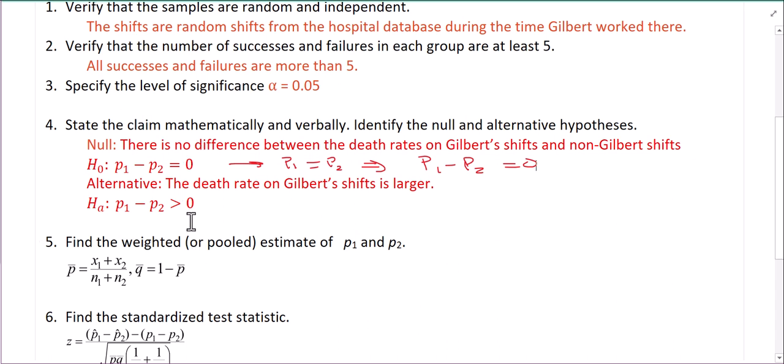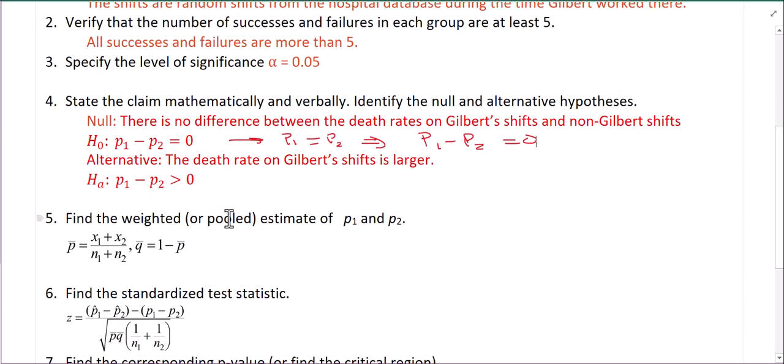So we'll be doing that also as we study two means. We'll be looking at the difference between the two. If the difference is 0, that means they're the same. If the difference is not 0, that means one of them is larger. So if the difference is positive, that means P1 is larger. If the difference is negative, that means P2 is larger, and so on.